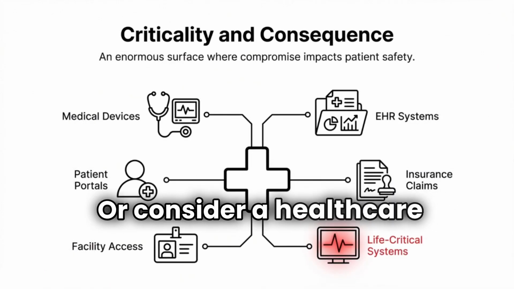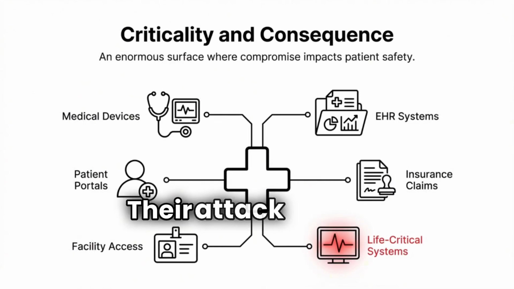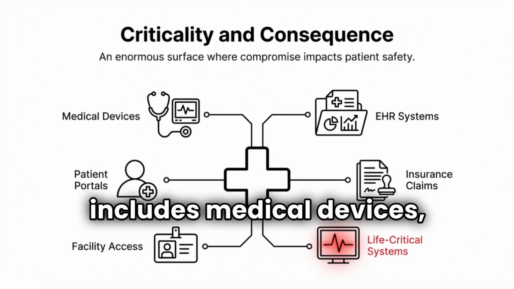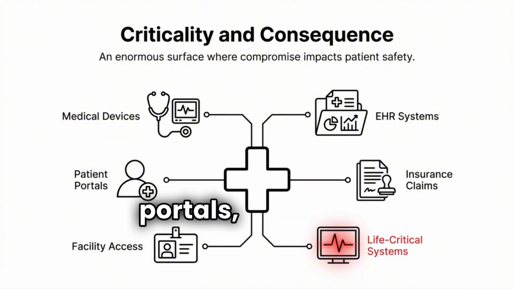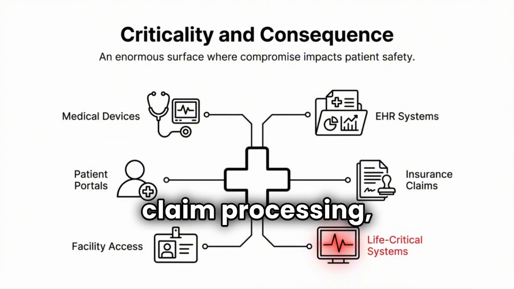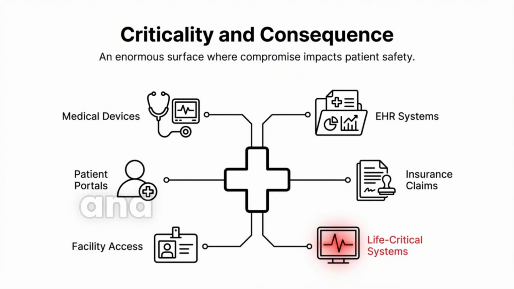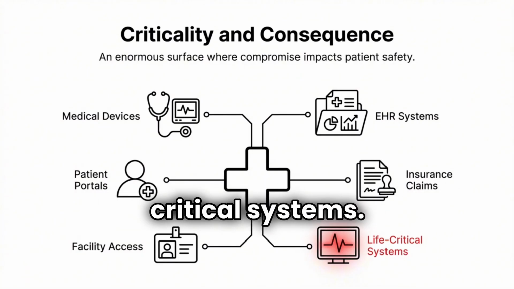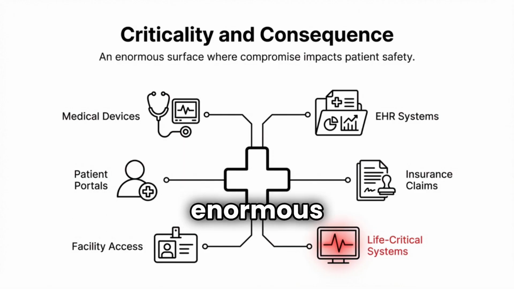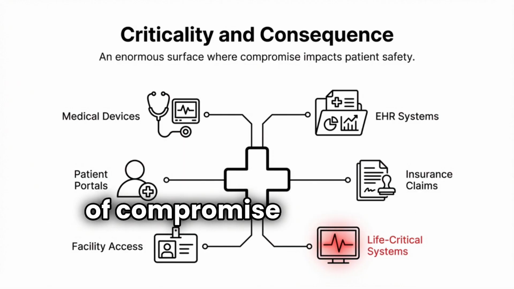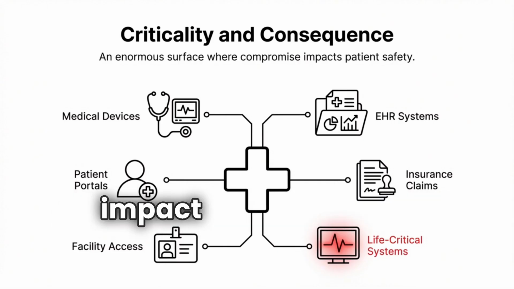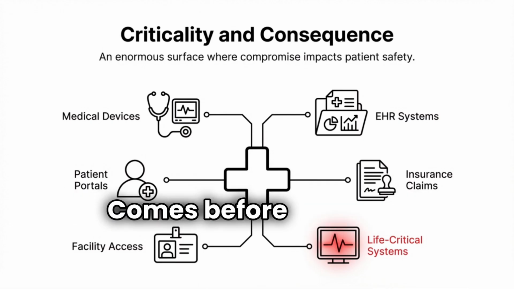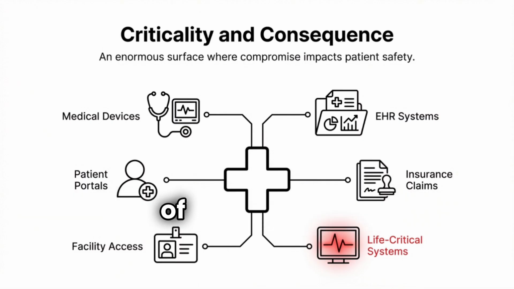Or consider a healthcare organization. Their attack surface includes medical devices, electronic health record systems, patient portals, insurance claim processing, facility access controls, and potentially life-critical systems. The attack surface is enormous, and the consequences of compromise are severe. They need to prioritize. Securing systems that could impact patient safety comes before securing the cafeteria's point-of-sale system.